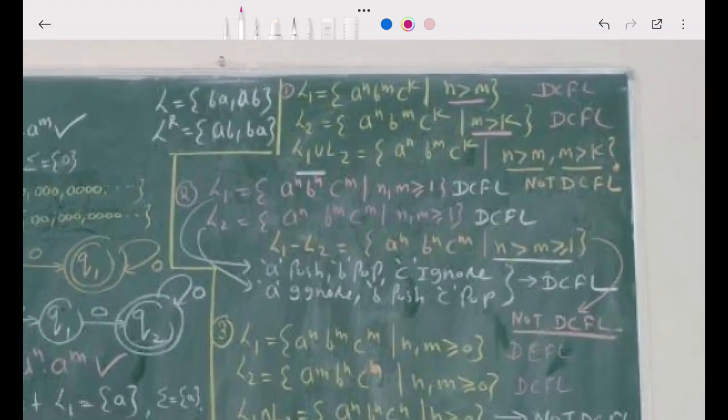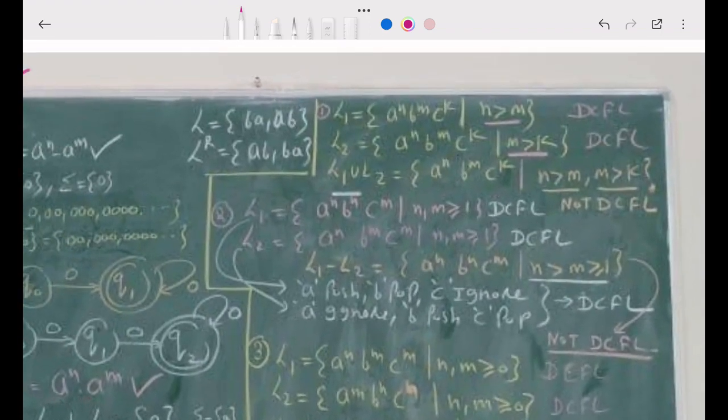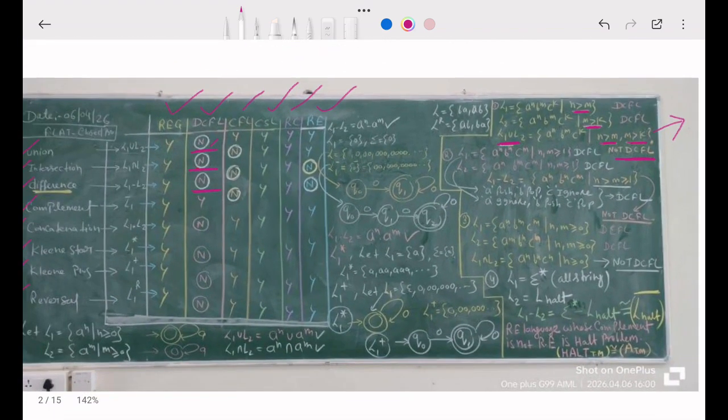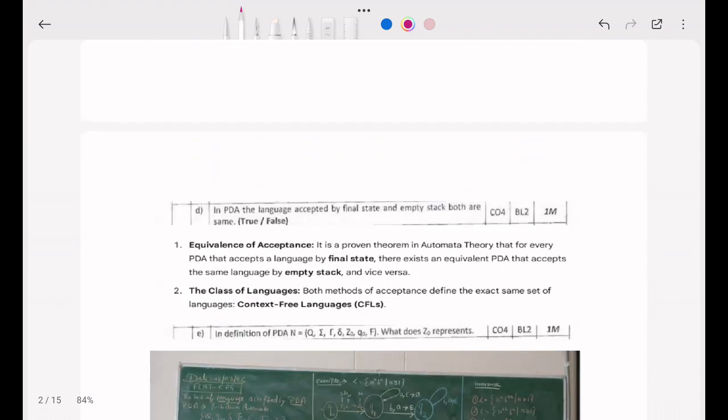If this is DCFL, we explain here. DCFL means you are using only one stack. If there is one comparison, then you are using one stack. And if I merge, that means I take L1 union L2, now I am getting a total of 2 comparisons. So more than one comparison means this is not DCFL. So L1 union L2 is not DCFL. Similarly, many questions we solved during our class presentation.